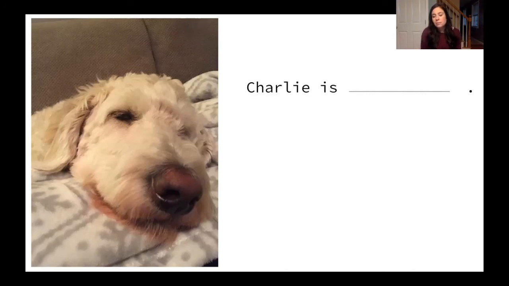You could also say something like, Charlie is relaxing, or Charlie is feeling tired. Charlie is resting his head on a blanket. If you notice, that's a really soft looking blanket and he really likes that one. So again, if you want to add more information about what else you see in the picture, that will give your listener some great information to help them imagine what you're talking about.